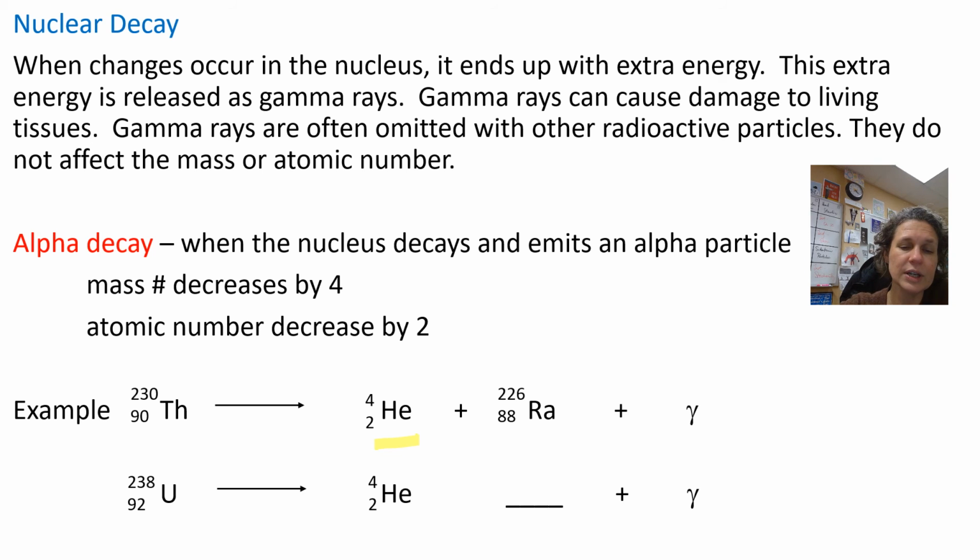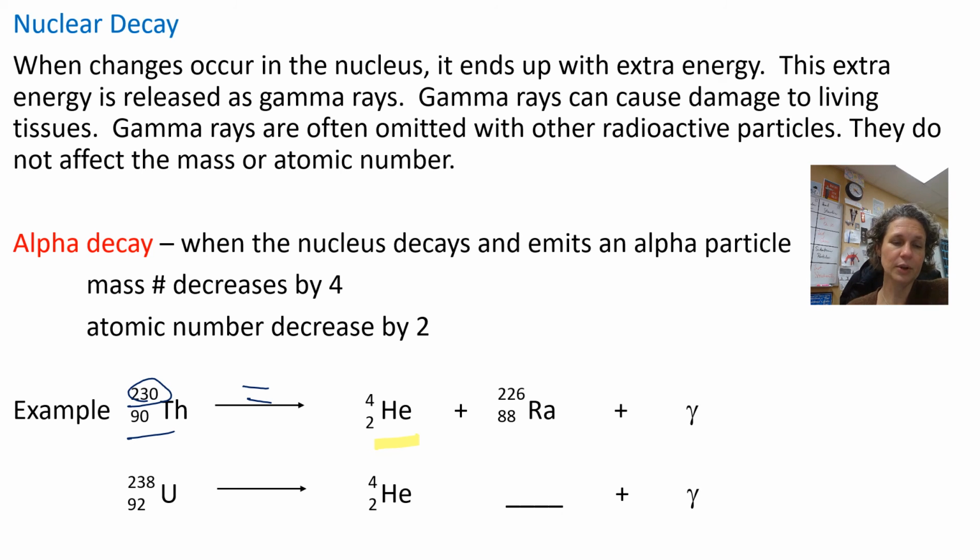If you treat the arrow as an equal sign, then the numbers on the top will equal the top number on the other side of the arrow or the equal sign, and same thing with the bottom numbers. So 230 is our number that we're starting with here. That is equal to 4 plus 226. Same thing with the 90 on the bottom. 90 is equal to 2 plus 88. So you can figure out what the other element is.